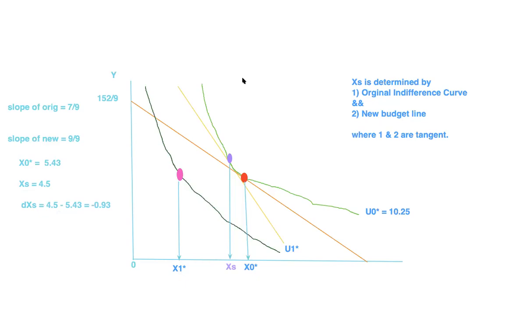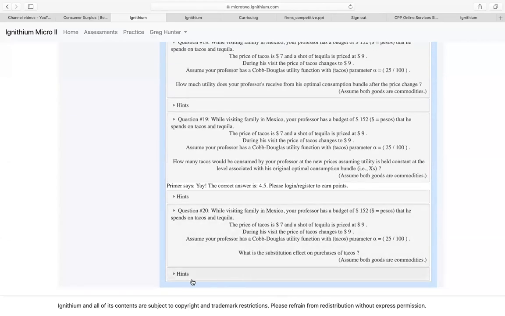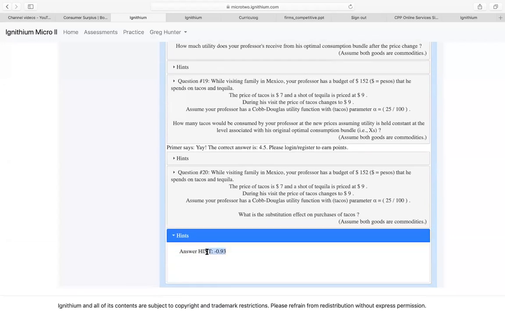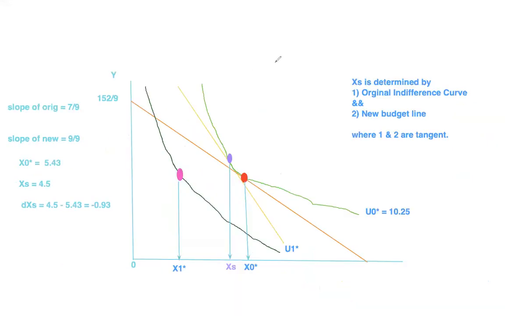And I don't know if you saw, but that's what we had on Ignithium. So if I stop share and I share again, and we go here, sure enough, minus 0.93. See it? Yeah. Okay. So I just want to point out, and I did this again last time, but I'll do it one more time here.